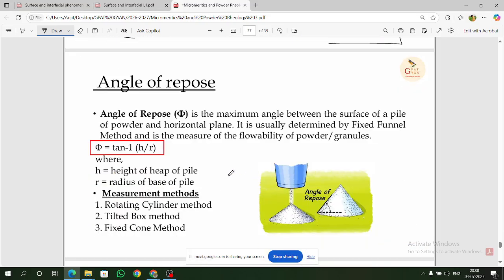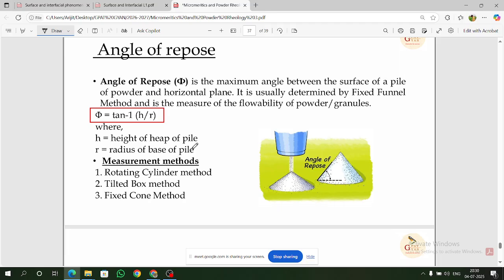And angle of repose, the same things. Regarding angle of repose, I want to mention one thing, because that is very common to you. If it is like that, angle theta, you know, height by radius or height by base, anything you can consider, that is the angle theta, right? So from that you can determine the angle of repose.